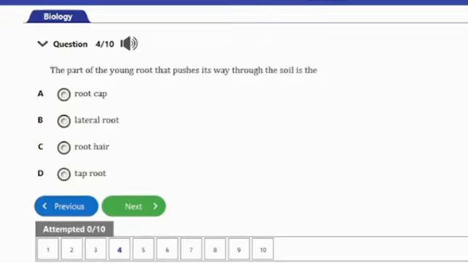That's question number 4 here. It says, the part of the young root that pushes its way through the soil is the A. Root cap, B. Lateral root, C. Root hair, D. Tap roots. So guys, the answer to this question is option A here, and that's the root cap. So that's it for that question. Let's go ahead and consider the next question.